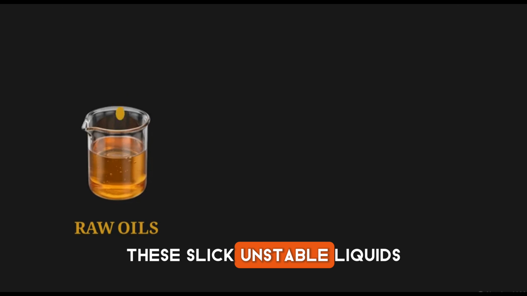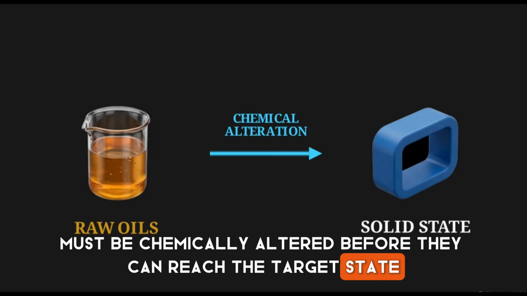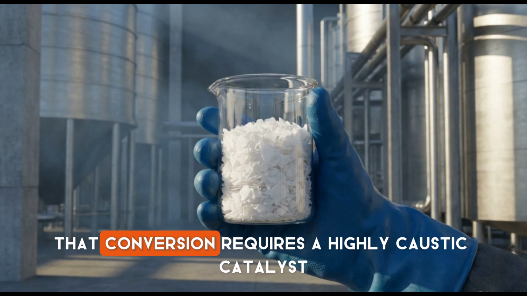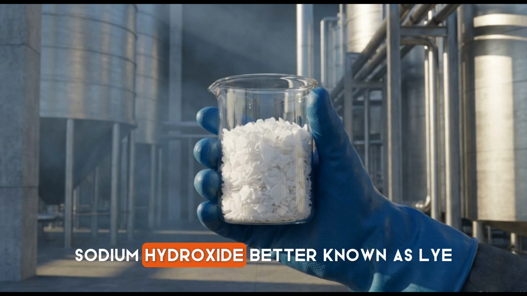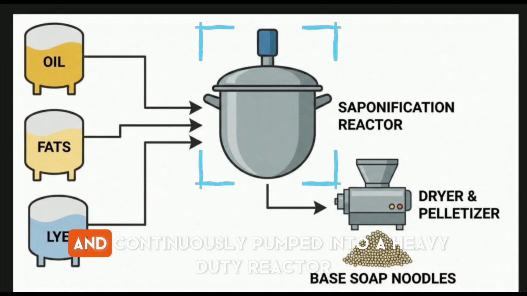These slick, unstable liquids must be chemically altered before they can reach the target state, a hard, uniform, and hygienic solid. That conversion requires a highly caustic catalyst, sodium hydroxide, better known as lye. In this system, these volatile liquids are measured in exact ratios and continuously pumped into a heavy-duty reactor.